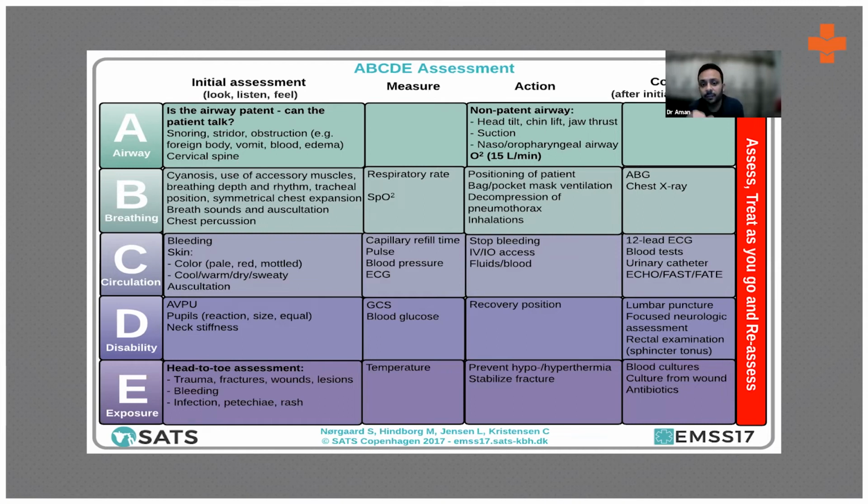Meanwhile, also check the blood pressure, pulse, and ECG of the patient if possible. ECG is very, very important. It gives us a lot of information.